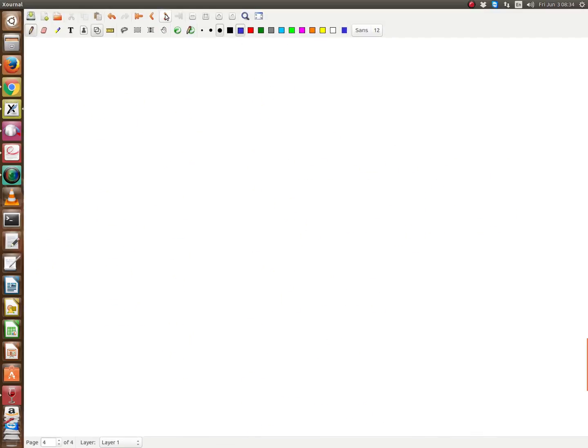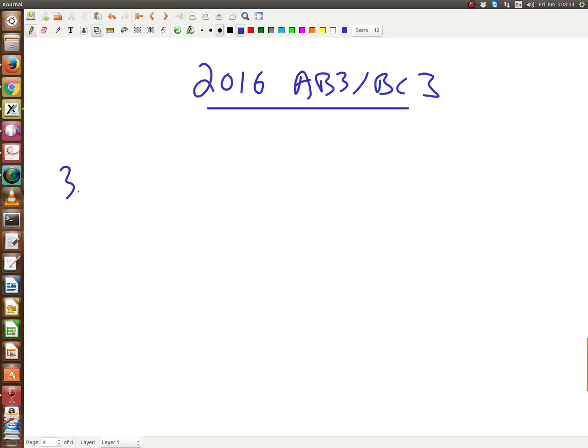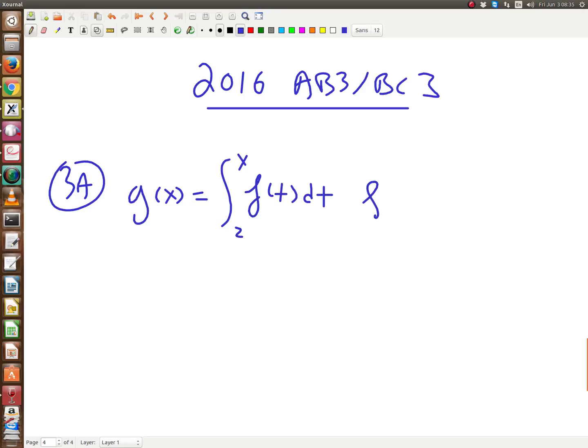So let's write that. All right, so let's say number 3a. 2016 AB3 BC3, okay? 3a says to look at the critical points of g. So if g of x is the definite integral from 2 to x under f of t dt, then g prime of x is f of x.